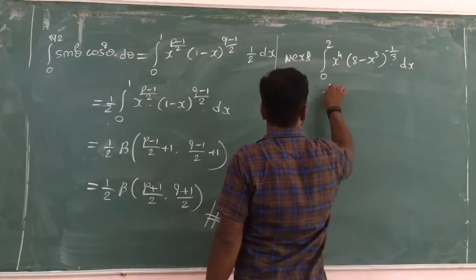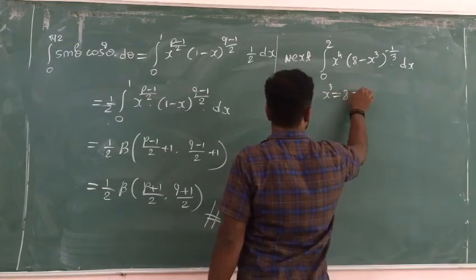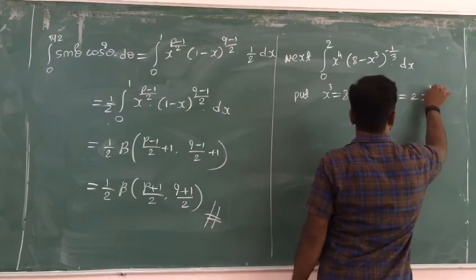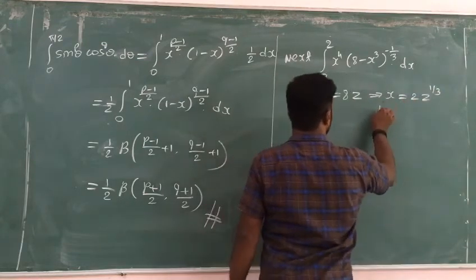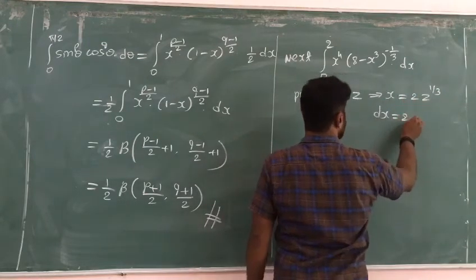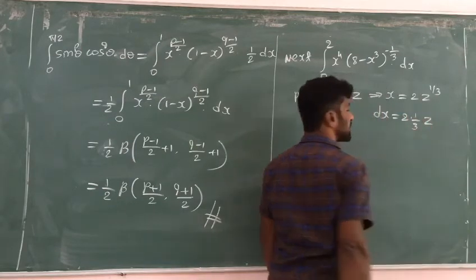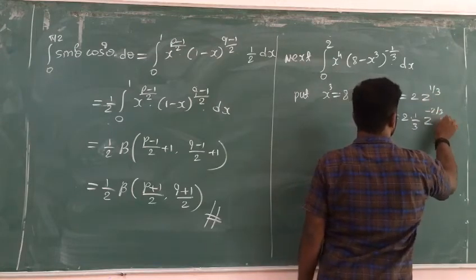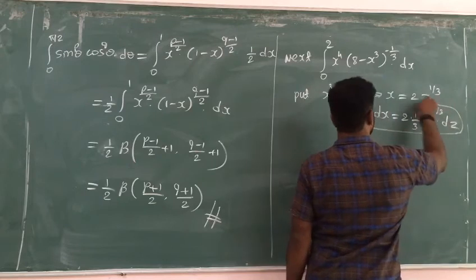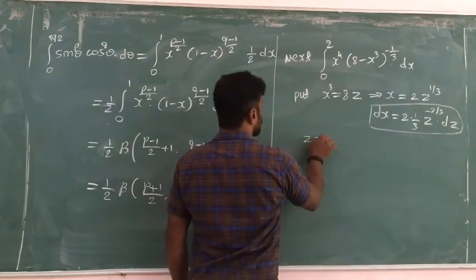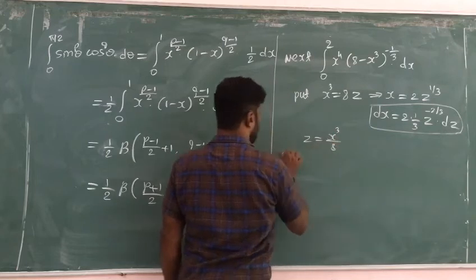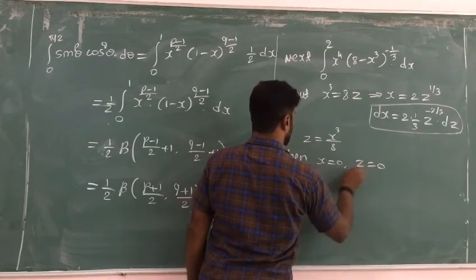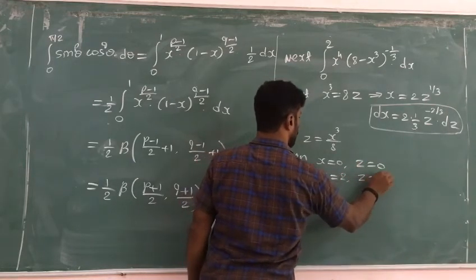So put x cube is equal to a constant 8 into another variable z. Therefore x is equal to 2 z raised to 1 by 3. I want the dx value, so differentiating, dx is 2 into 1 by 3 into z raised to minus 2 by 3 into dz. So that is the dx value, right? z is equal to x cube divided by 8. When x is equal to 0, z is equal to 0. When x is equal to 2, z is equal to 1.